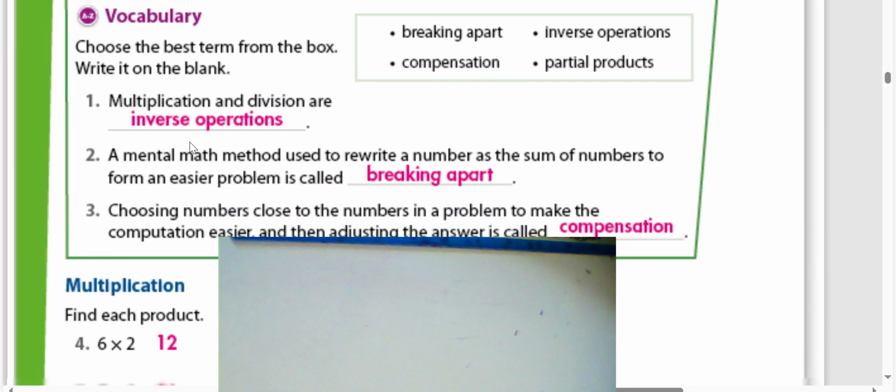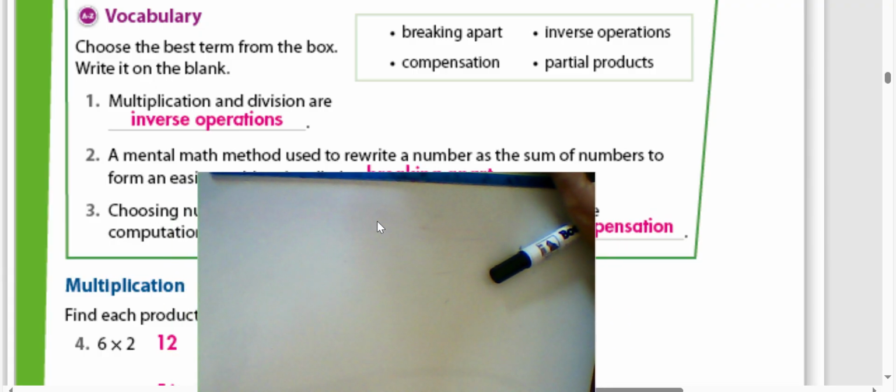Vocabulary here: multiplication and division are inverse operations. 3 times 2 equals 6 and 6 divided by 2 equals 3. Then multiplication and division are inverse operations.